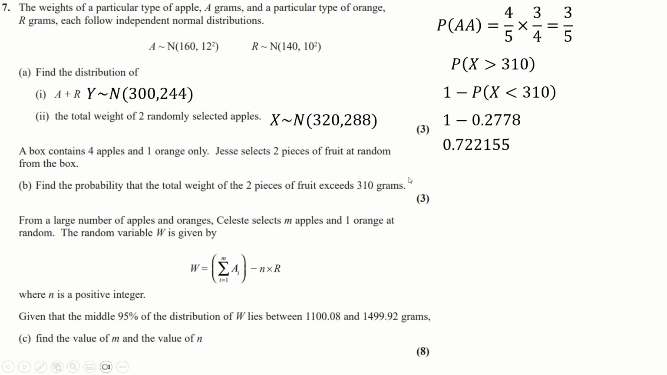And now what if we're in the second case? What if we've taken one orange and one apple? Well, then we're doing this distribution, aren't we? And what's the probability, by the way? Well, it's 2/5, because those are the only two things that can happen, aren't they? Apple, apple, or apple, orange. So 2/5 is the chance of doing this other thing.